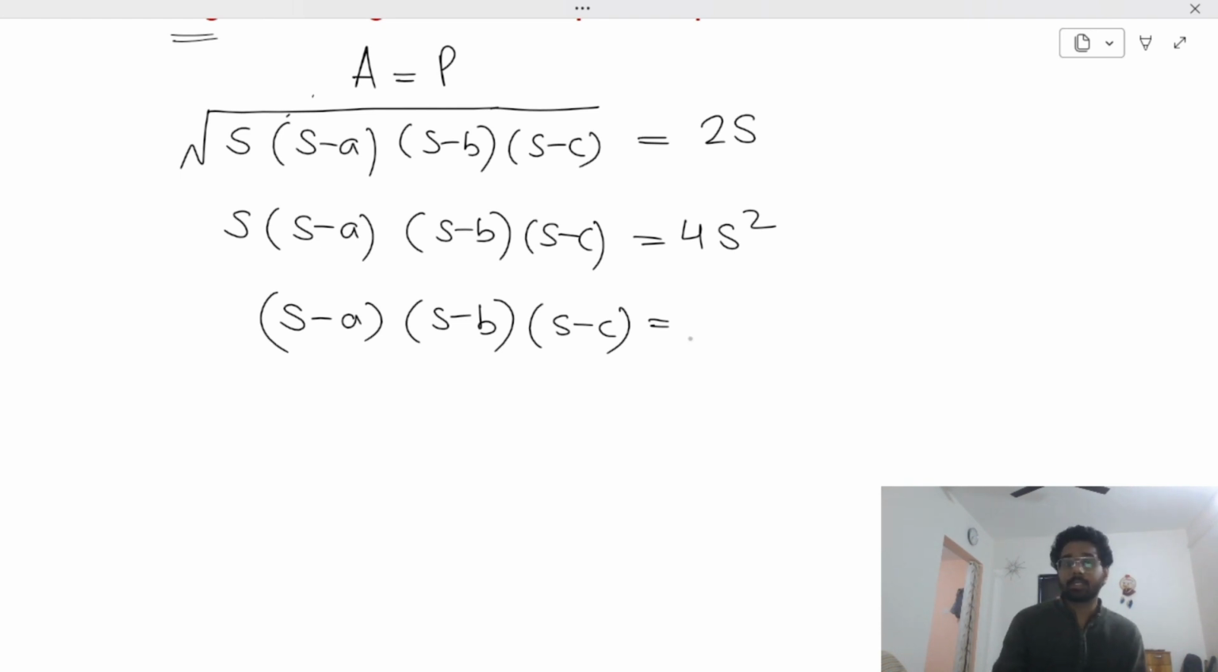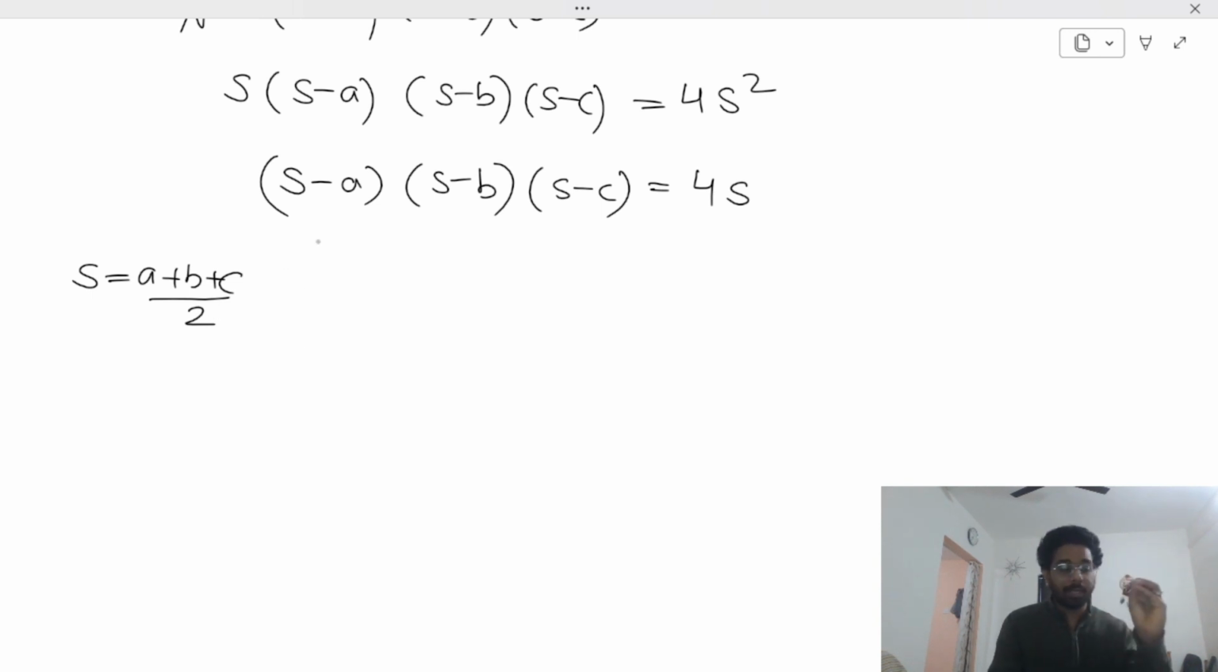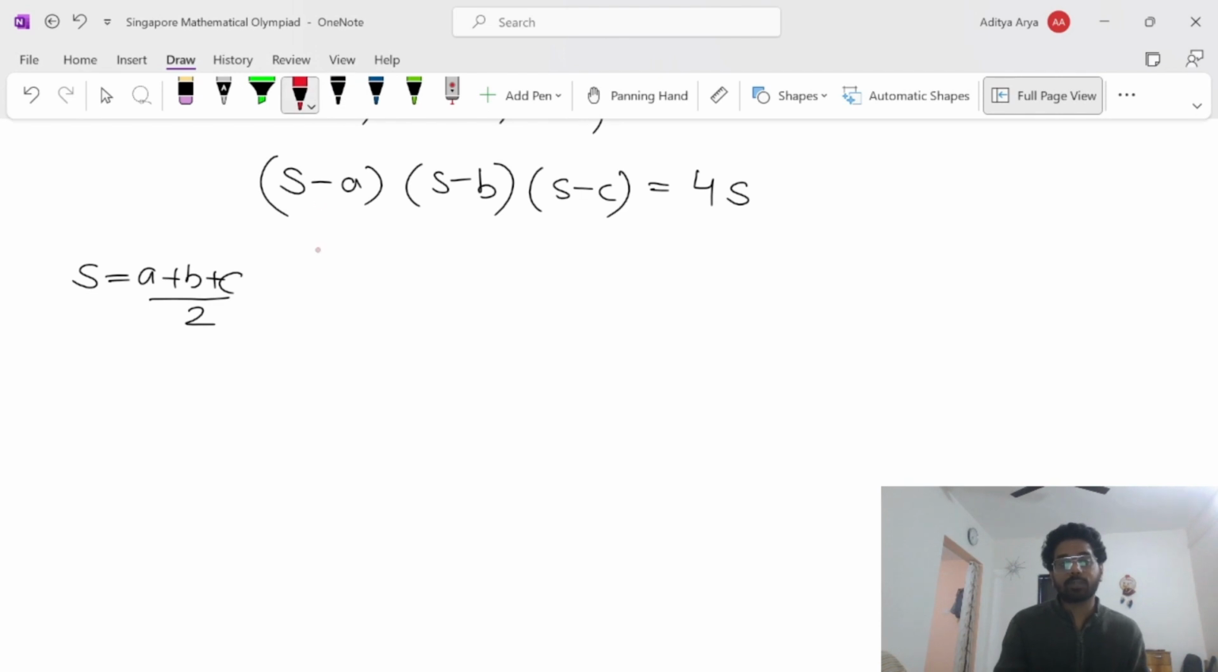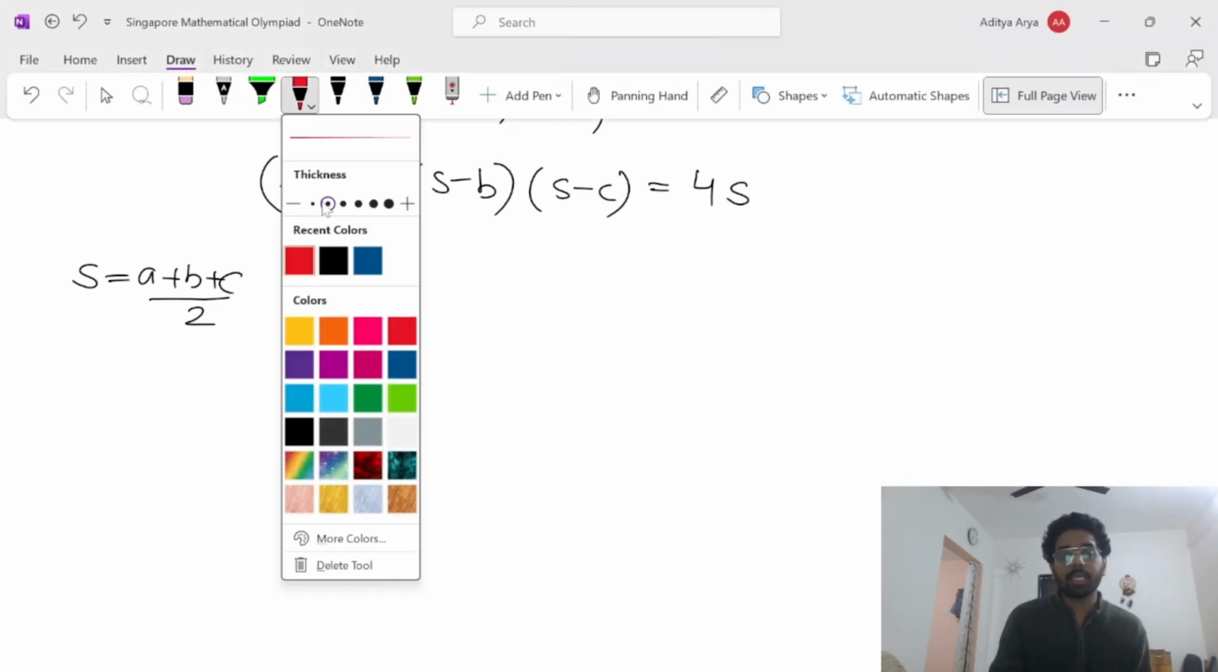All right, so coming back to this question, s and s cancel, and this will be equal to 4s. Now, what I'm going to do is write s equals a plus b plus c by 2. So I'm directly putting in the value and writing the outcome part. You can pause this video right away and first get your calculation done.